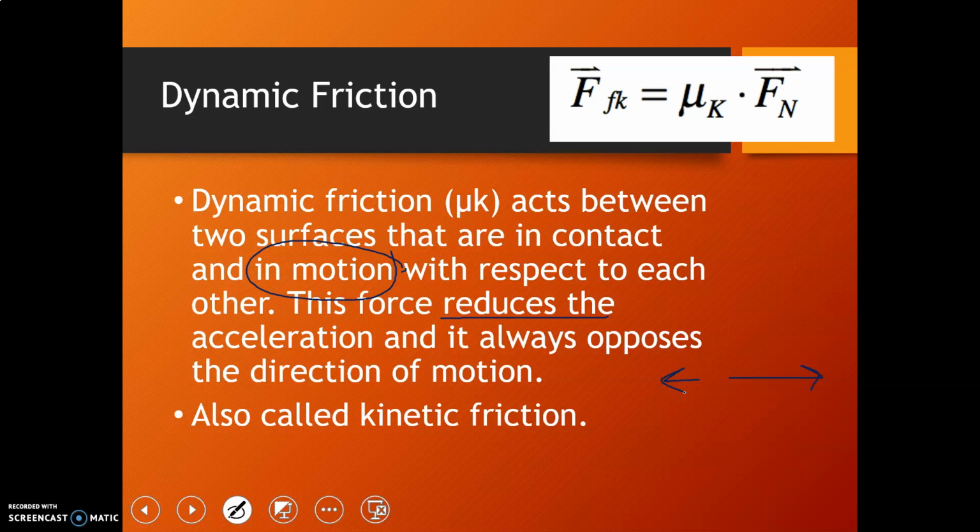So to solve for this dynamic friction, our equation looks very similar to before, but instead of using the coefficient of static friction, we're going to be using the coefficient of kinetic friction. So it's still the frictional force is equal to the coefficient times the normal force.